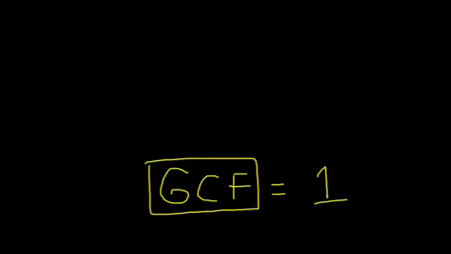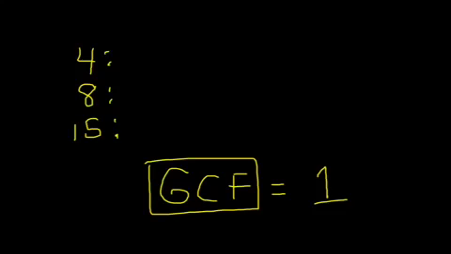Even though it says the greatest common factor, in fact, the greatest common factor could even be a 1. Now that sounds silly, but let me show you. Let me give you 3 numbers. We're going to list the factors of these 3 numbers, and we're going to find the common factors of these 3 numbers.